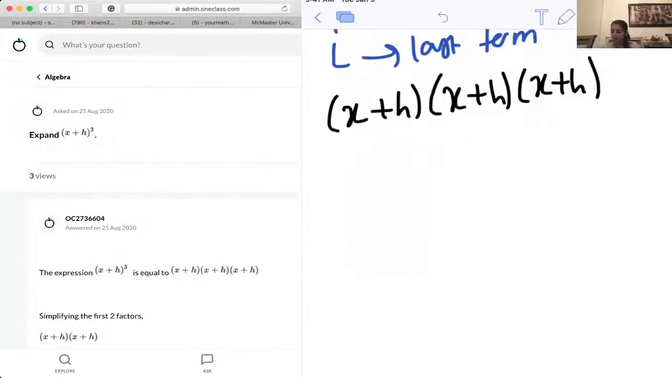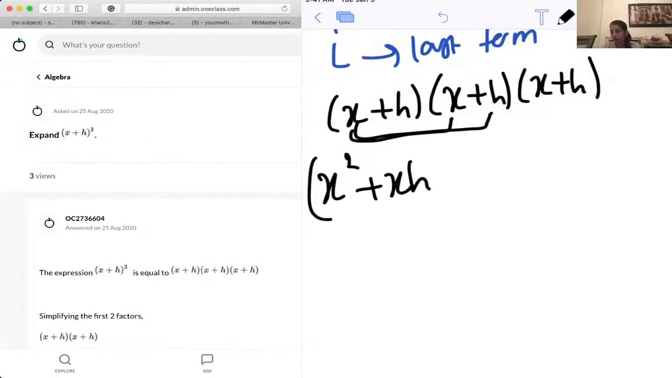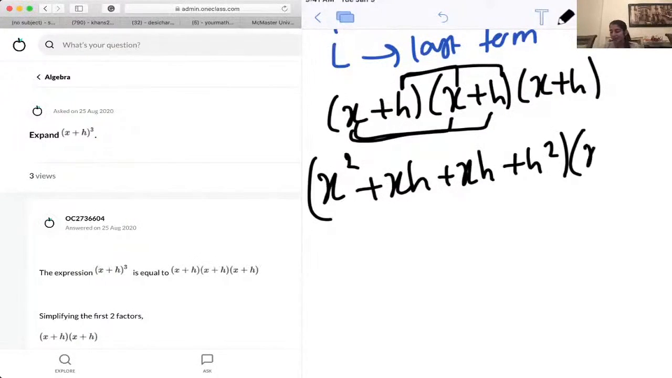So x times x is x squared. x times h is xh. h times x is xh. Well, it's hx, but that really doesn't matter because they're variables that are being multiplied together, so it doesn't matter which one's first or second, as long as you write down the correct one. And h times h is h squared. Again, don't forget times x plus h, because some people just forget to bring this part down, and that's where they go wrong.